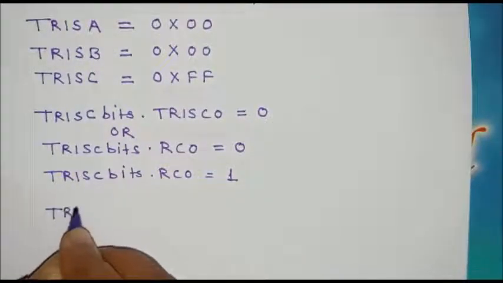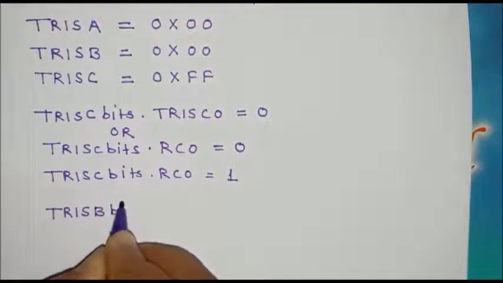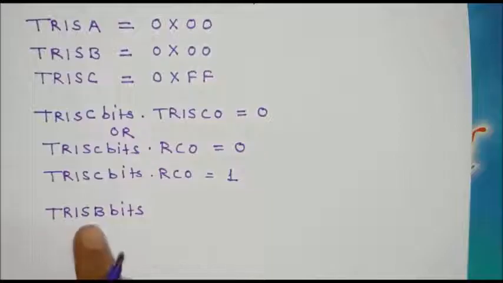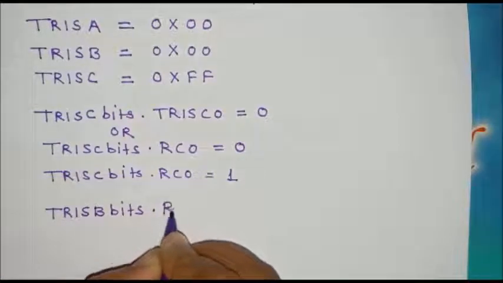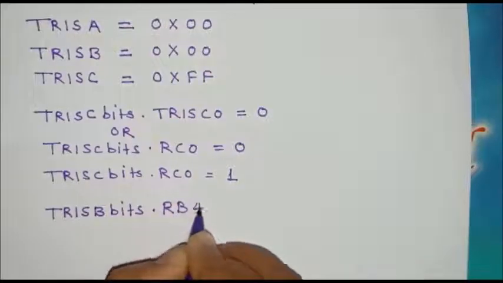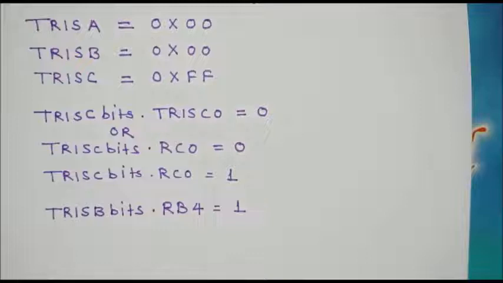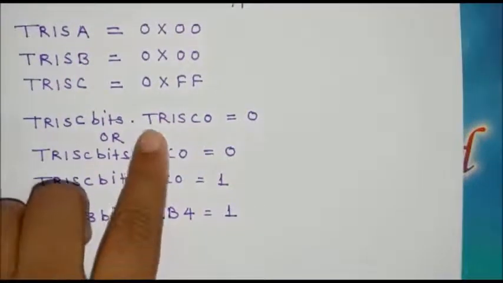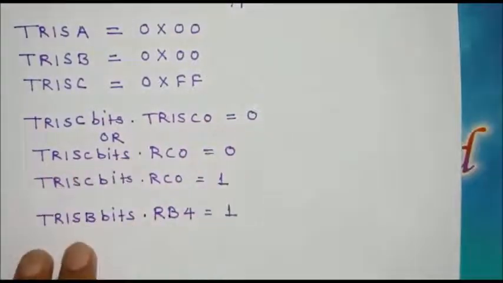Suppose the fifth pin of port B I want to set as an input pin. Then I'll write the instruction TRISB bits dot fifth pin, meaning RB4, and that is used as an input pin. Set here 1, or instead of RB4 we can write TRISB4 is equal to 0.